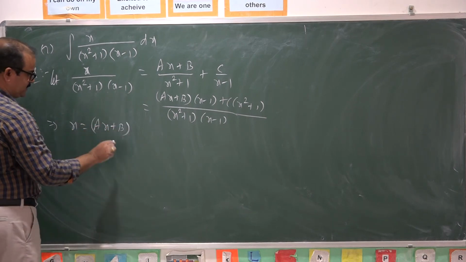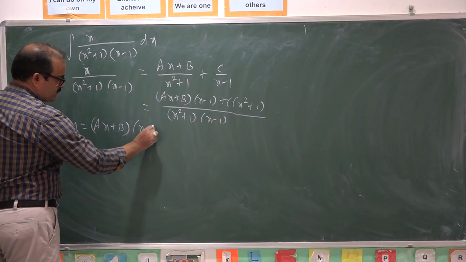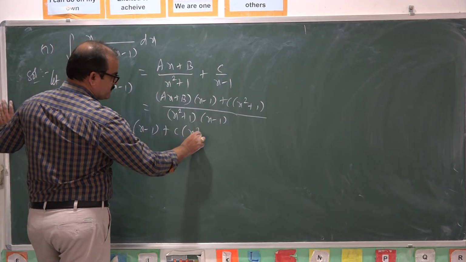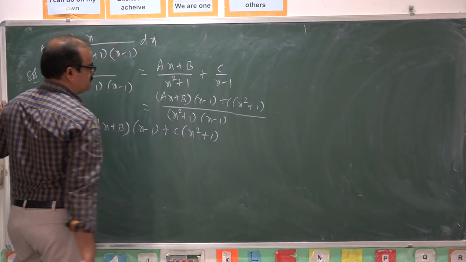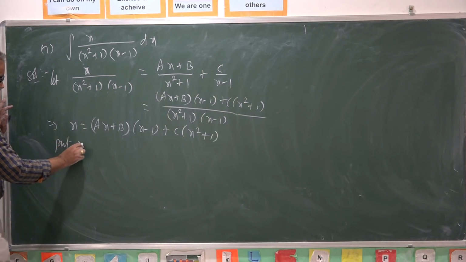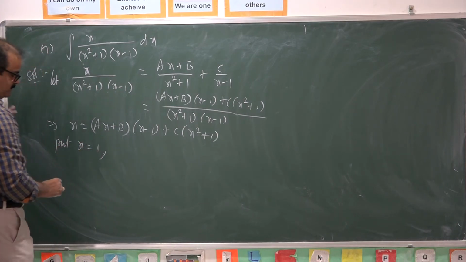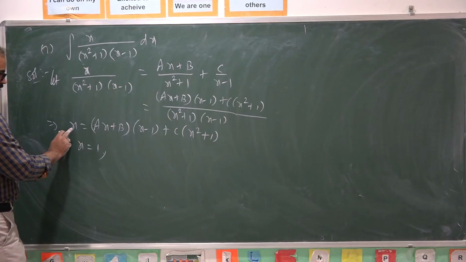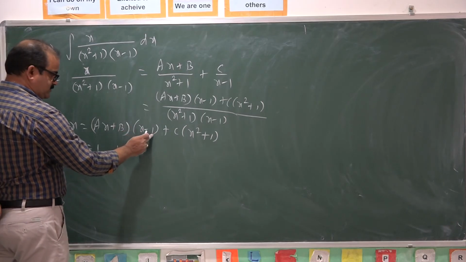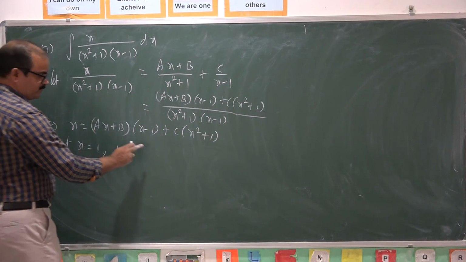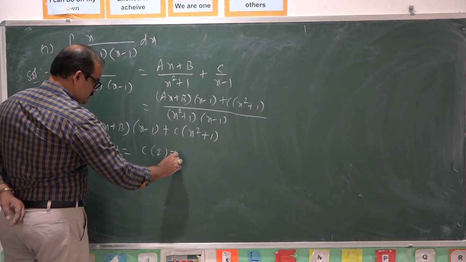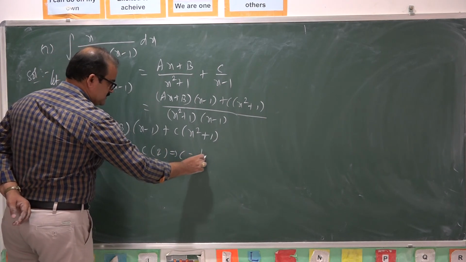x is equal to (ax plus b) into (x minus 1) plus c into (x square plus 1). Now put x is equal to 1. If you put x is equal to 1, LHS becomes 1 is equal to, here 1 minus 1 is 0, and anything into 0 is 0, c into (1 plus 1) is 2, 2c is equal to 1, c is equal to 1 by 2.